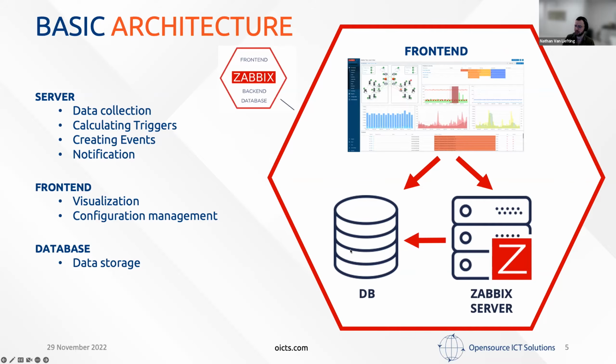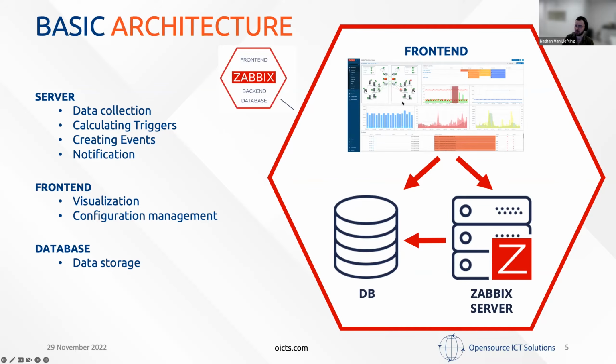Now, real quick, the way this works is when we make a change in the front end, it will be stored into the database. The Zabbix server can then get that information from the database and utilize that information to start collecting the metrics, as well as do the various other configured things that we set up in the front end. So basically all of that communication is happening through that database and is very important.